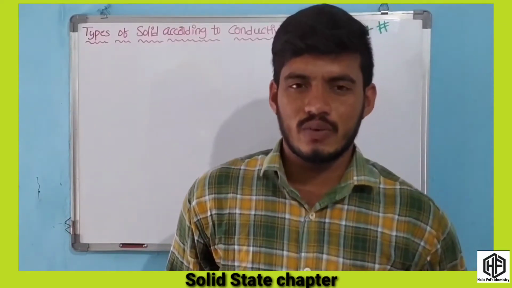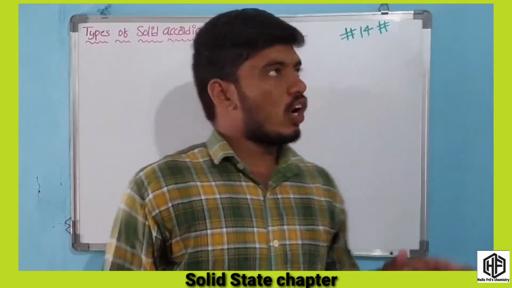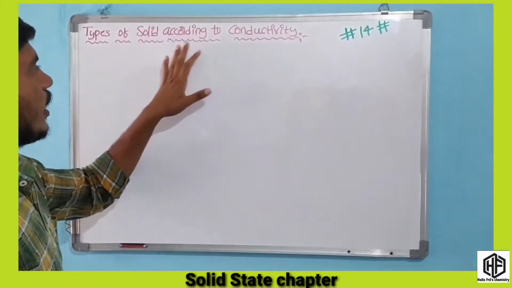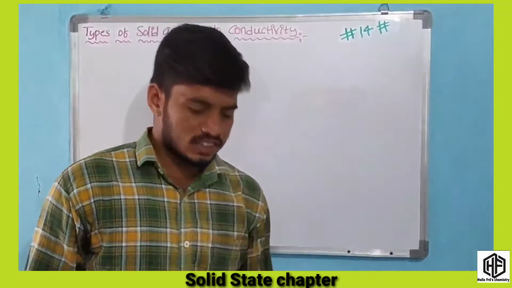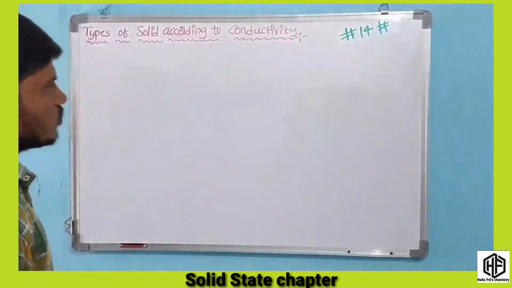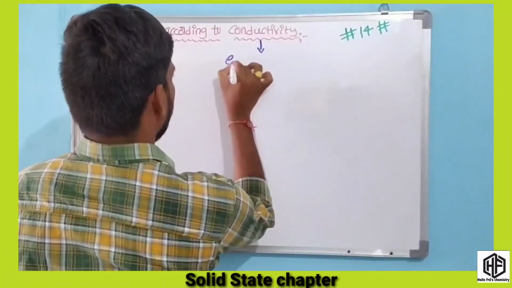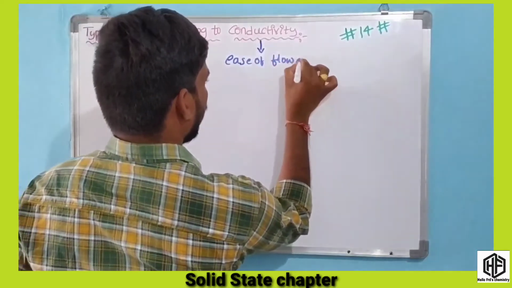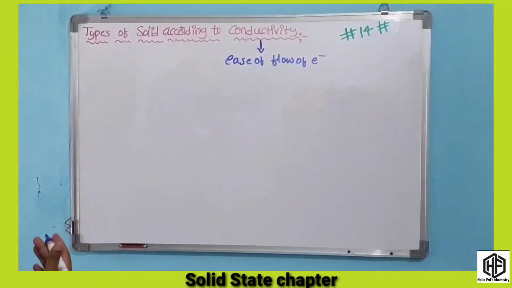In this video, we are going to discuss the solid state, class 14. We are going to discuss the types of solids according to conductivity. Okay friends, now let us start this section. First of all, what is conductivity? Conductivity is the ease of flow of electrons. The ease of flow of electrons is called conductivity.